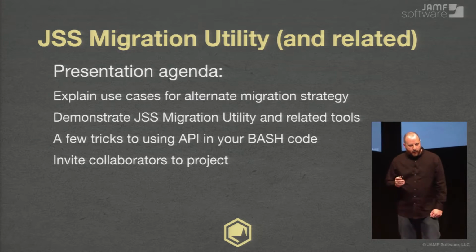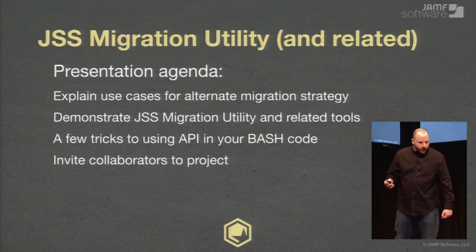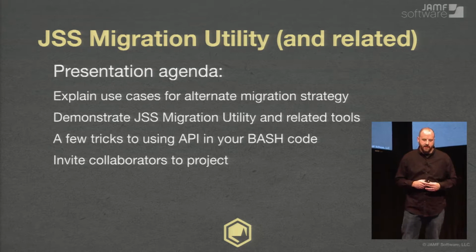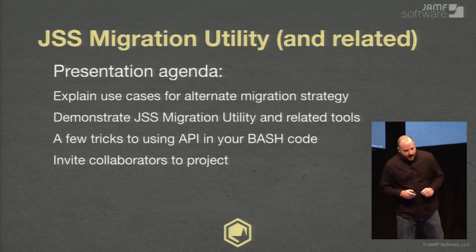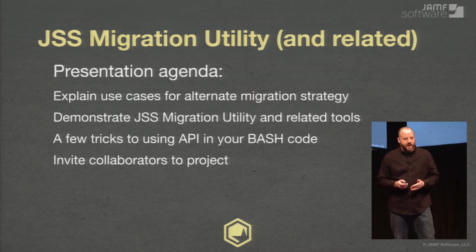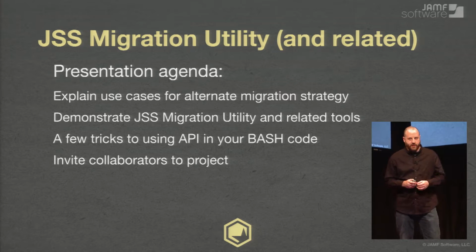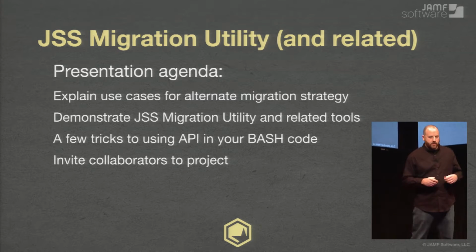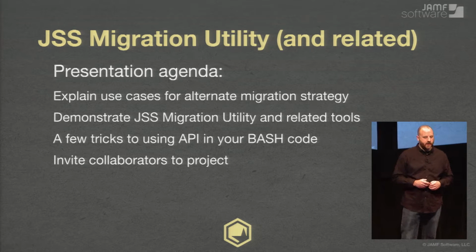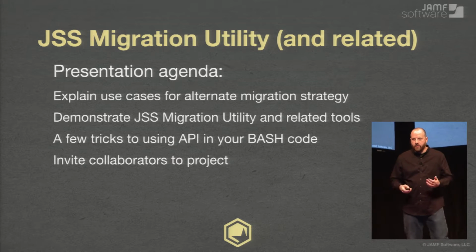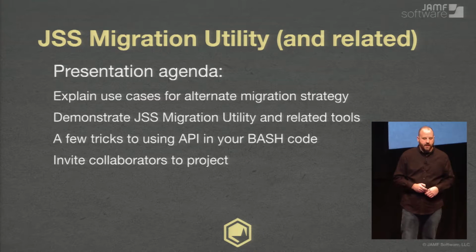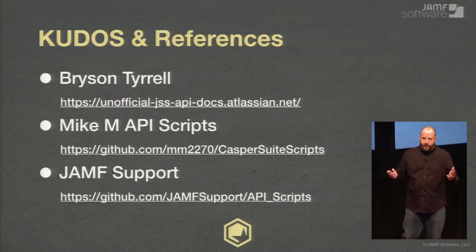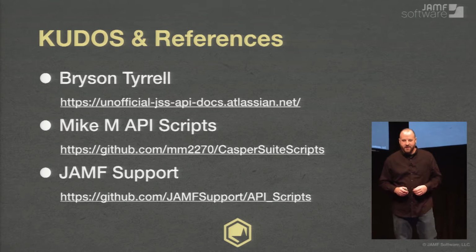So today, I want to go through this utility I created called the JSS migration utility and some related tools. And today we're going to explain some use cases for using a different migration strategy when a database restore just isn't an option for you. And we'll do a video demo of the utility. And along the way, we'll pick up a few tricks in coding API in Bash. And I'd love it if some people end up collaborating on the project on GitHub too. That would be awesome.